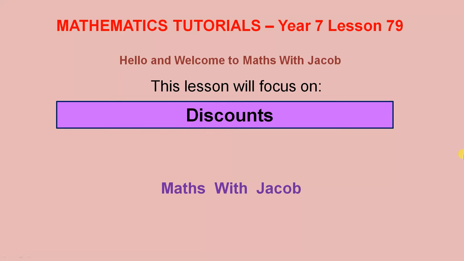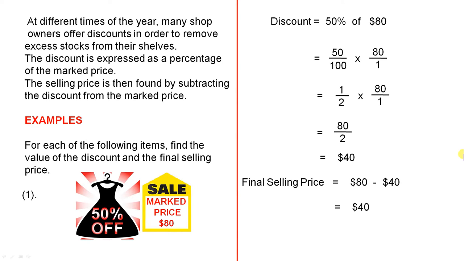This lesson will focus on discounts. At different times of the year, many shop owners offer discounts in order to remove excess stocks from their shelves. The discount is expressed as a percentage of the marked price. The selling price is then found by subtracting the discount from the marked price. Let's look at some examples.